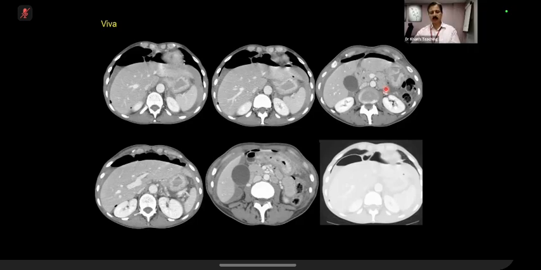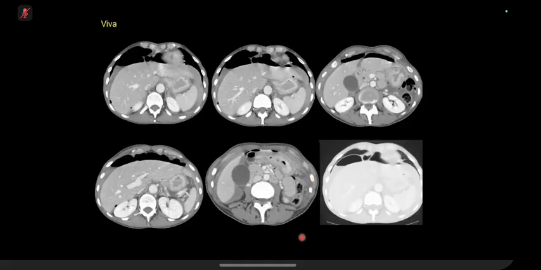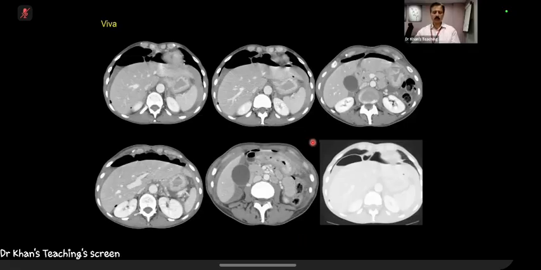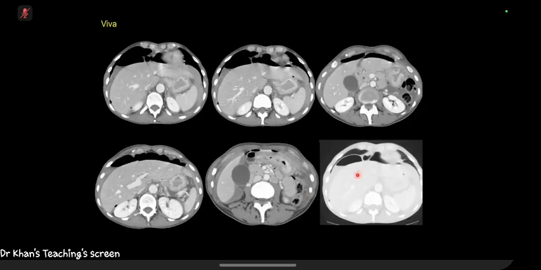What's happening here? So there's low density fluid within the stomach lumen, and in that particular section, there appears to be a discontinuity of the stomach wall. Excellent. And in that context, we can see free intraperitoneal gas and a small quantity of free intraperitoneal fluid. The overall appearances are of gastric perforation secondary to ulceration, which could be inflammatory or neoplastic in nature.